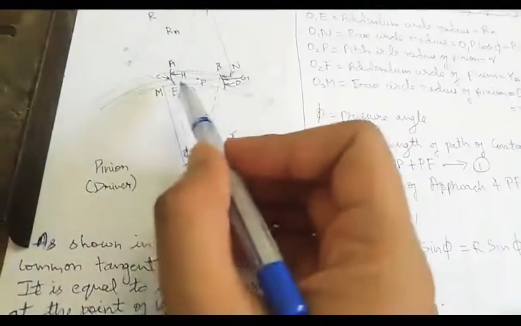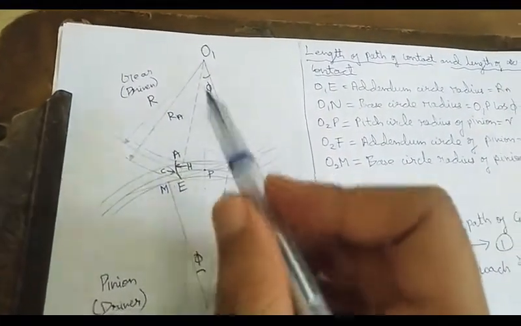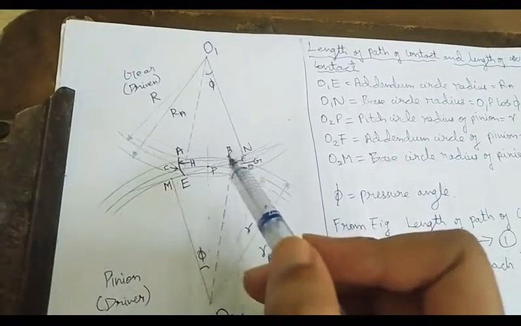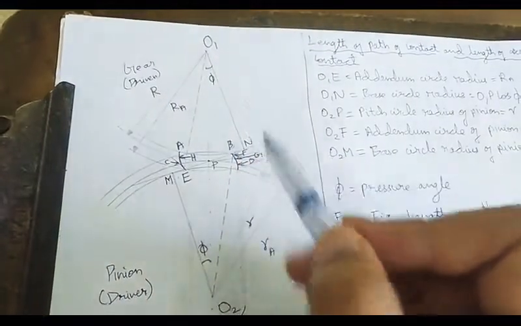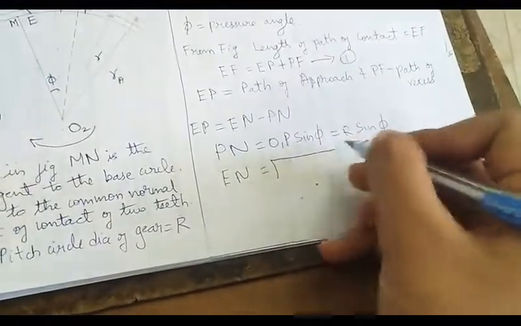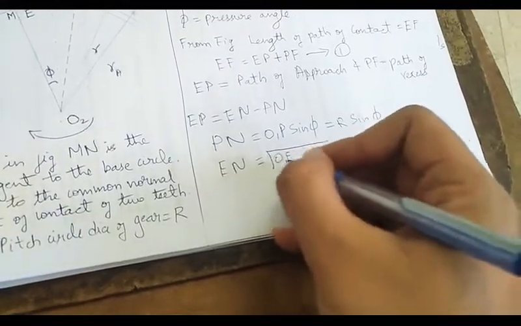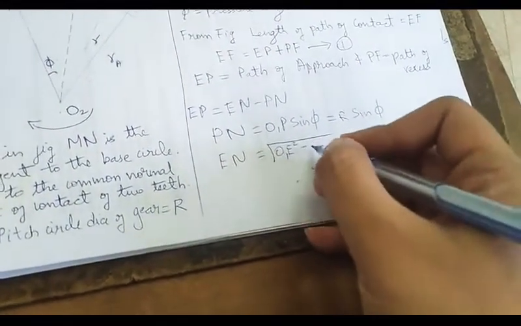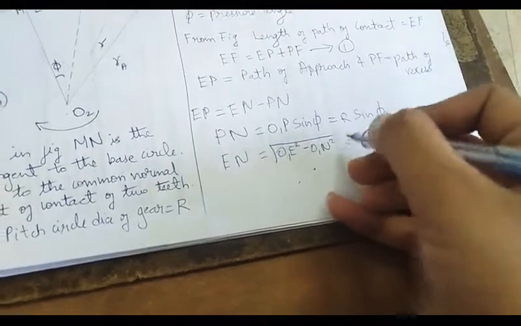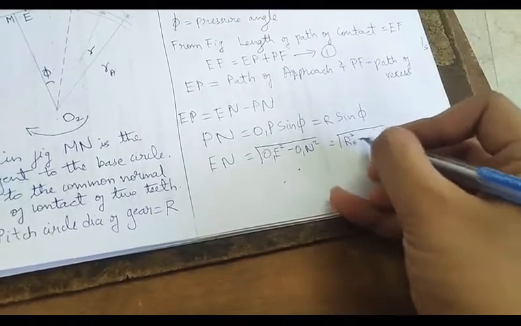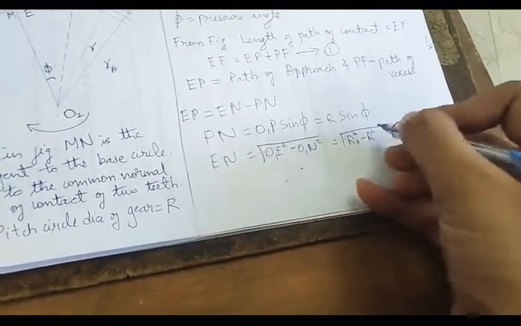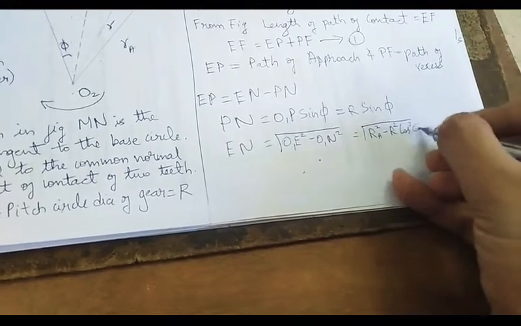So En is nothing but, if we consider O1En as a right angle triangle, then O1E will be the hypotenuse. So En is nothing but square root of square of hypotenuse minus O1n square. So En is equal to O1E square minus O1n square, so it is given by square root of RA square minus R square cos square phi.